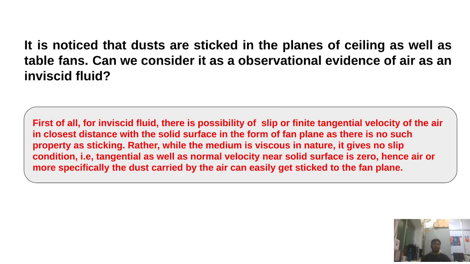Now, while the medium is viscous in nature, it gives the no-slip condition. That means the normal velocity, the velocity normal to the solid surface, is already considered zero for an inviscid fluid also. But in case of a viscous fluid, we also consider that the tangential velocity will be zero. Now in that case, the air, or more specifically the dust carried by the air, can easily stick to the fan plane. So it is basically an observational evidence of air as a viscous fluid rather than an inviscid fluid.